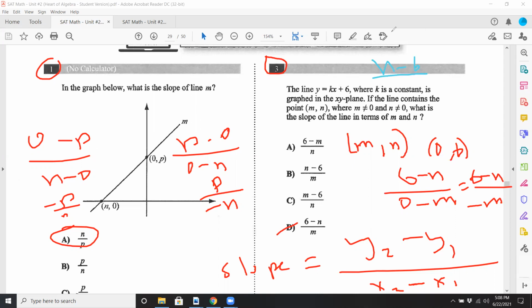That's a bad color. Let's go dark green. N minus 6 over m minus 0. So that's another way you can look at it too. That's why it's going to be B, as in boy.